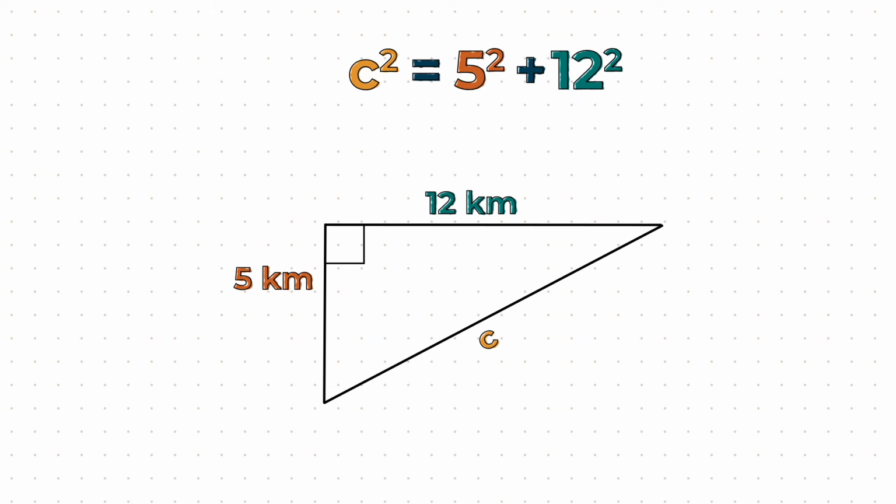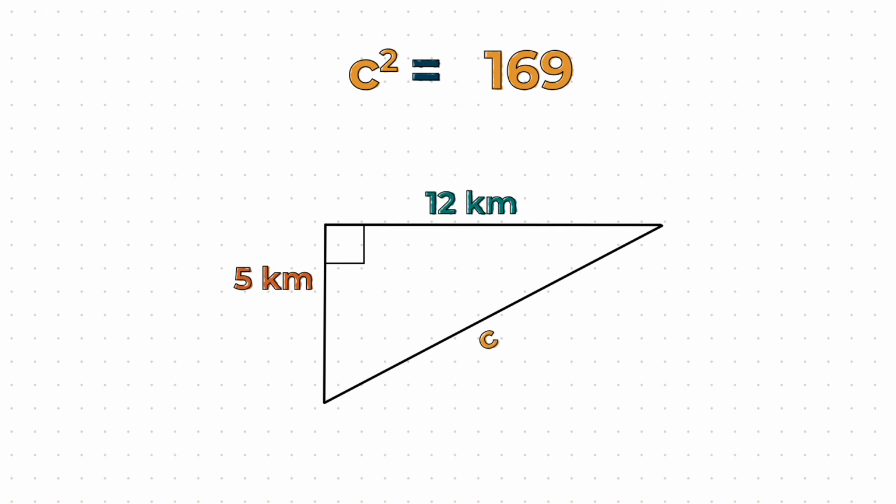So let's work that out. 12 squared, or 12 multiplied by 12, is equal to 144. 5 squared, or 5 multiplied by 5, is equal to 25. That means that 144 plus 25 is equal to C squared. 144 plus 25 is equal to 169. Now, C squared is equal to 169.